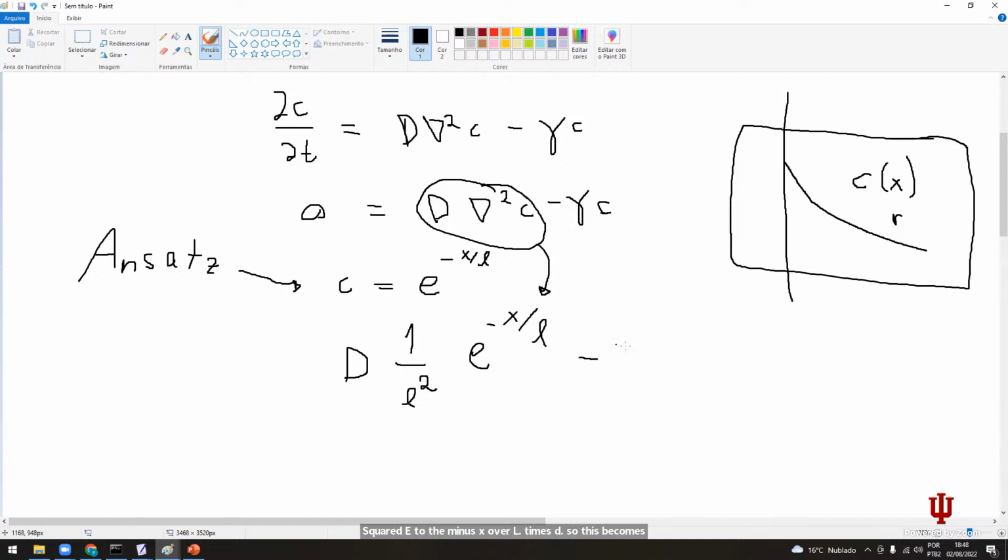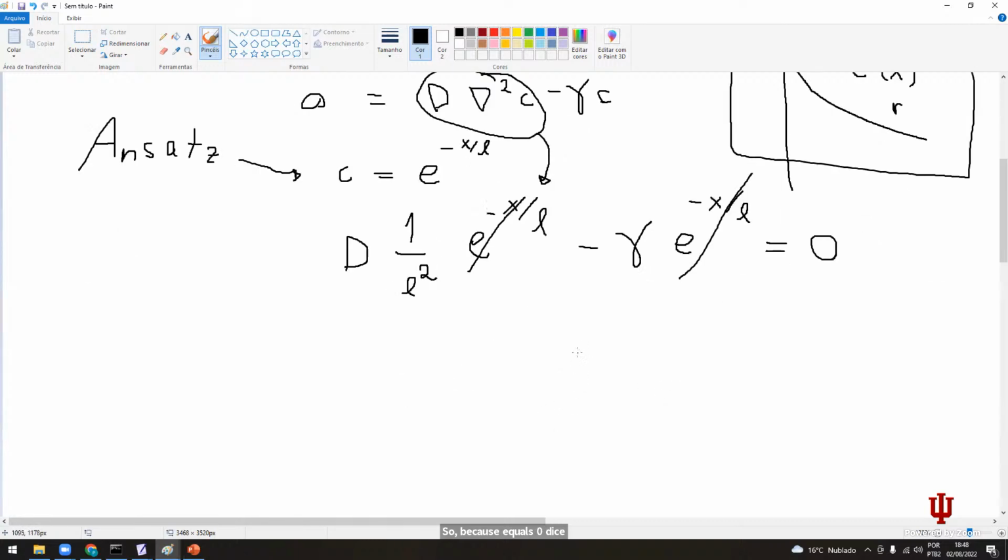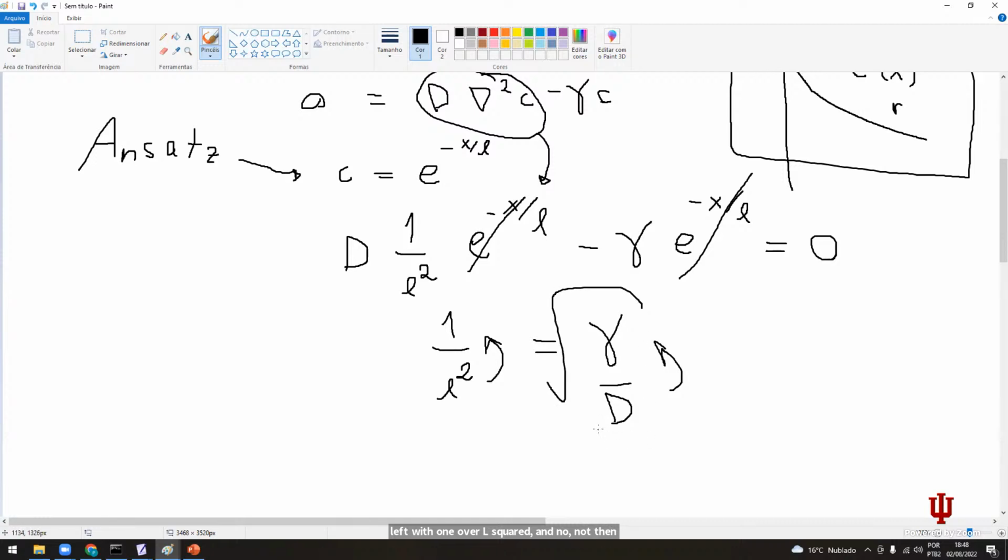And then minus gamma what? Minus gamma E to the minus X over L equals 0. So because it equals 0, the exponential dies. Now you are left with 1 over L squared and na. Then na. That's it. Okay? Very simple stuff again.